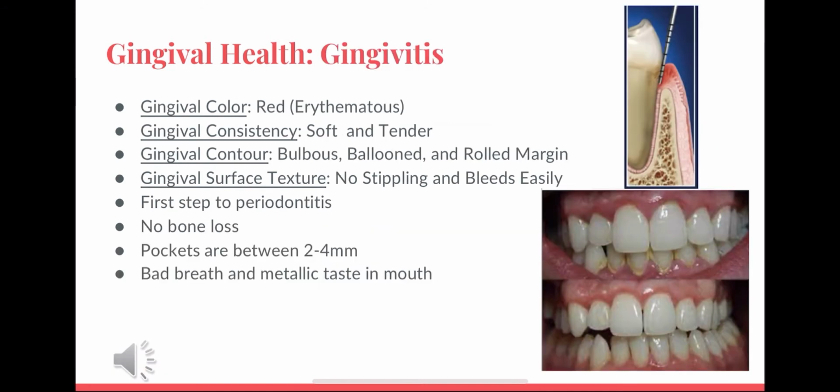This slide shows the characteristics of gingivitis. The color will be red, otherwise known as erythematous. The consistency is soft and tender. The contour is bulbous, ballooned, or rolled margins, and the texture has no stippling and bleeds easily. This is the first step to periodontitis. There is no bone loss, and the pockets are between 2 and 4 millimeters. Other characteristics of gingivitis can be bad breath and a metallic taste in the mouth.